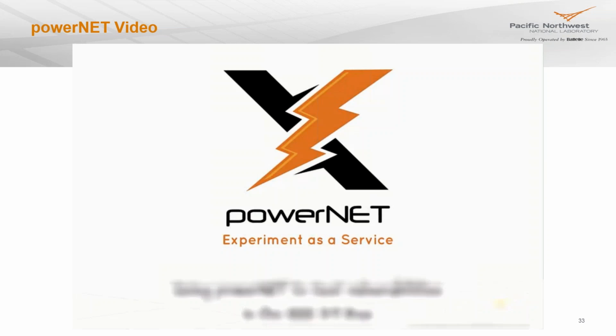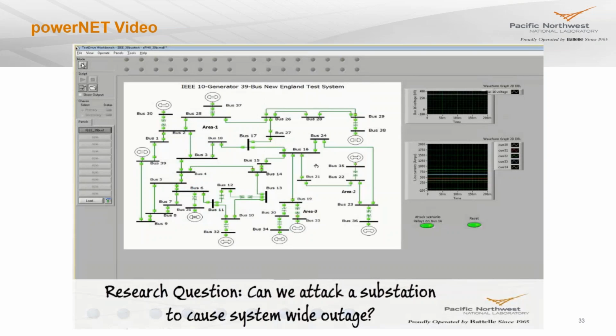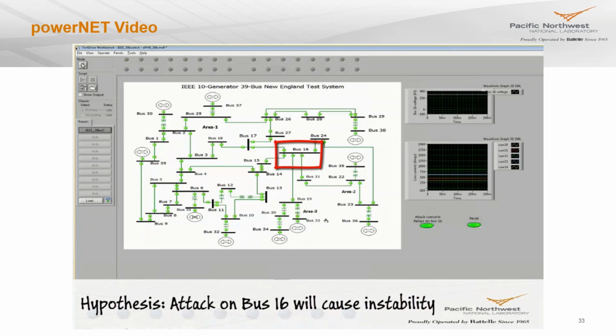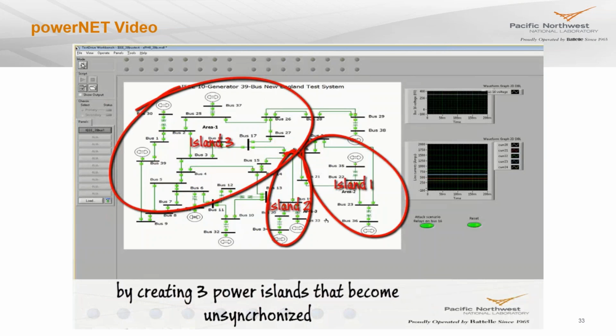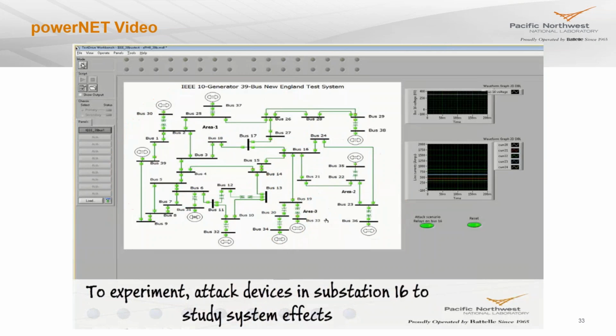So what we did is we looked at the IEEE 39 bus substation and asked ourselves, can we attack it to cause a system-wide outage? I don't want you guys to read too much into this example. This was just exploratory, but we posited if we attacked bus 16, we could potentially create 3 islands that would become unsynchronized and de-energize this portion of the grid.